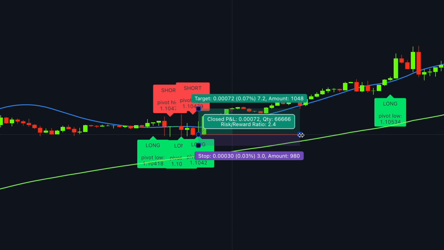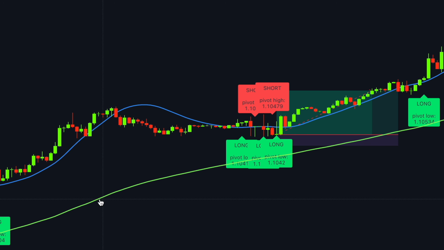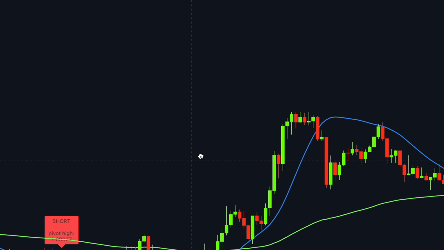The next two signals are confirmed, so we could have opened a long position right here and closed it when the price bar crossed below the Hull MA. Okay, let's find a couple more trades.